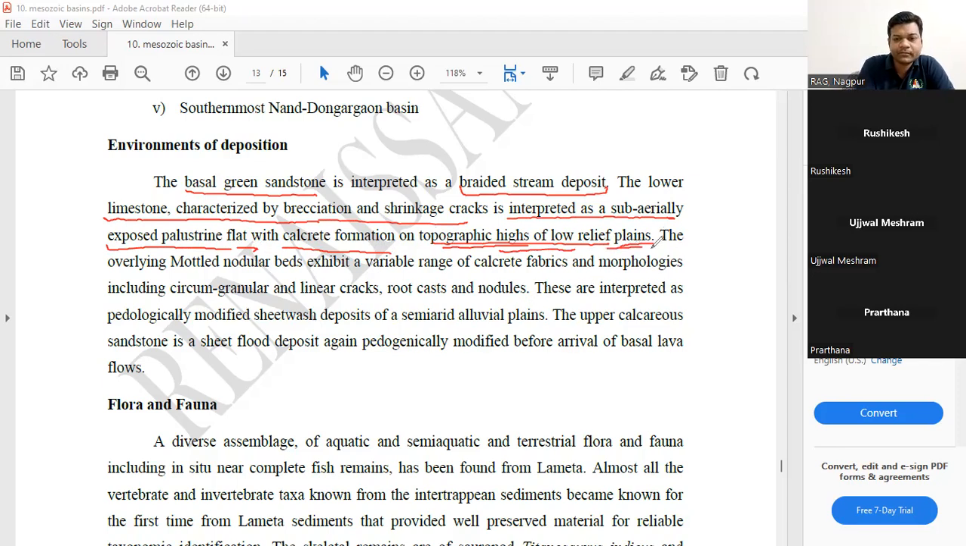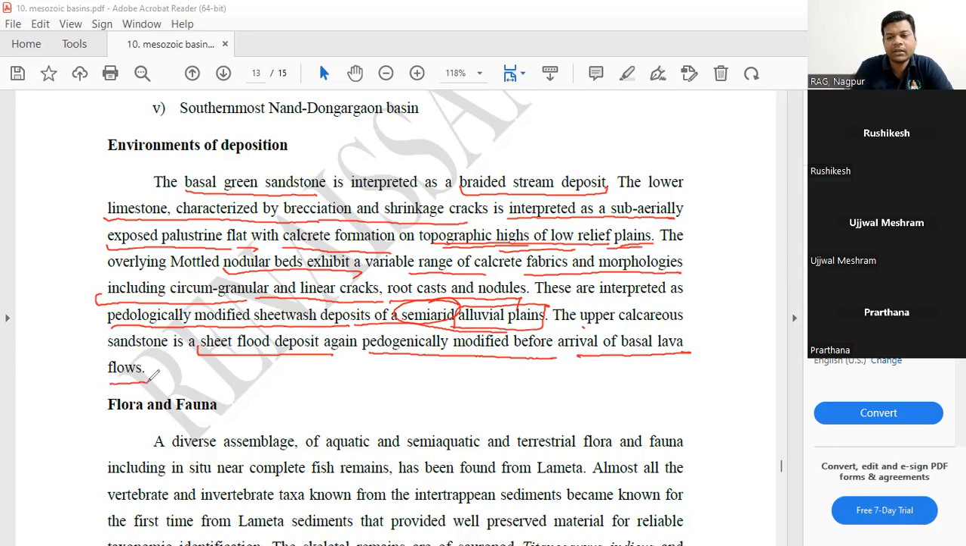Next, the overlying mottled nodular beds exhibit a variable range of calcrete fabrics and morphologies, which include circumgranular and linear cracks, root casts, and nodules. These are interpreted as pedologically modified sheet wash deposits of semi-arid alluvial plains. That means riverine conditions. The upper calcareous sandstone is a sheet flood deposit, again pedogenically modified before the arrival of basalt lava flows. That means there might have been formation of soil here.